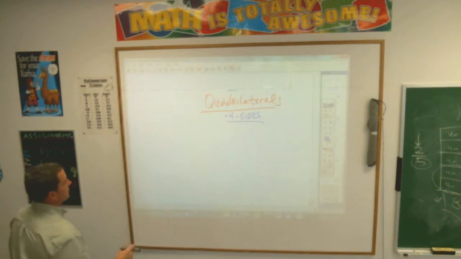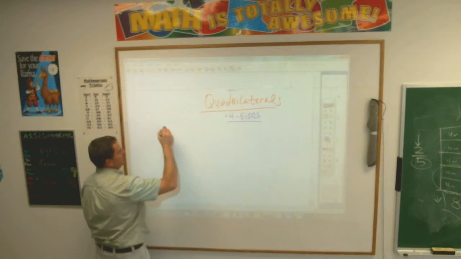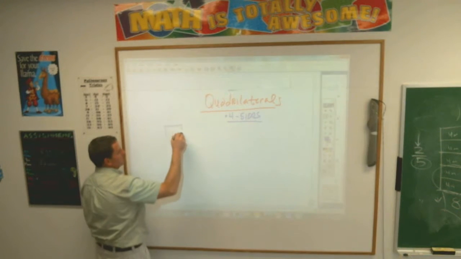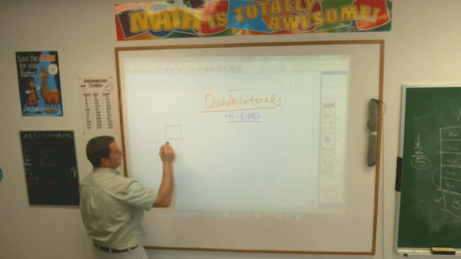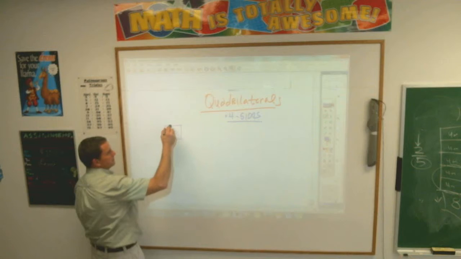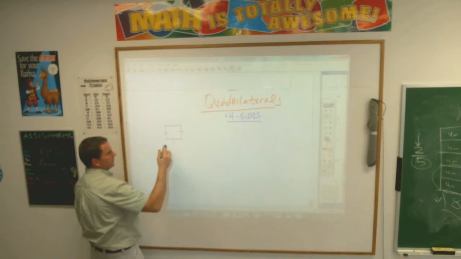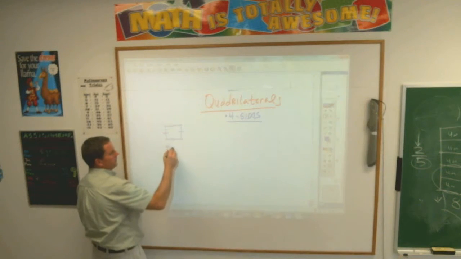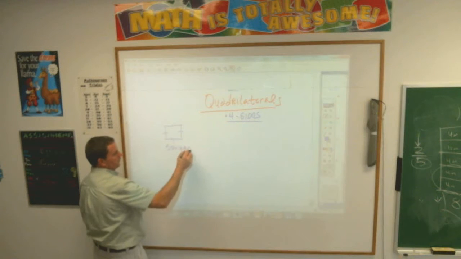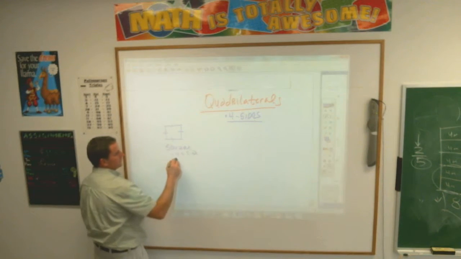You know the one that has four equal sides. Well, there's actually two that have four equal sides. What are they? Cube, square. No. This is a square. A square has four equal sides and four right angles.